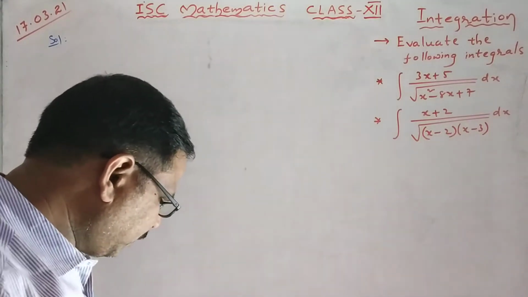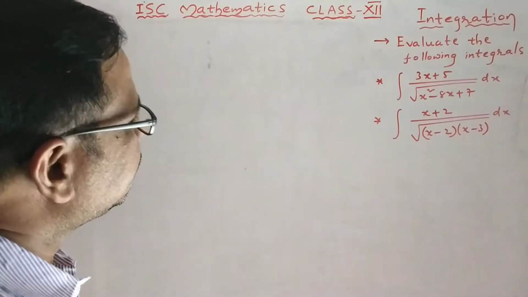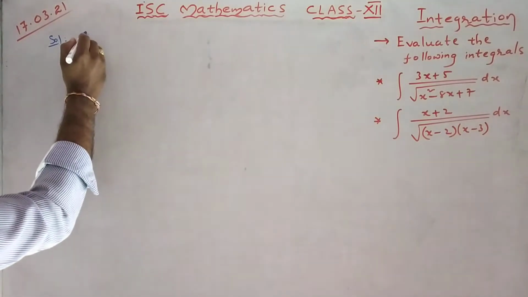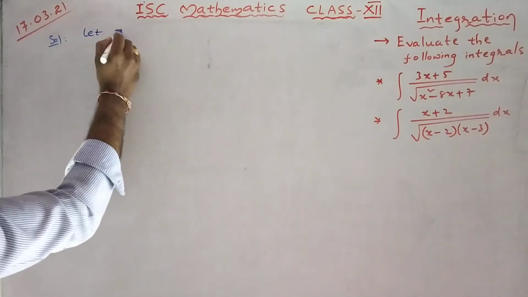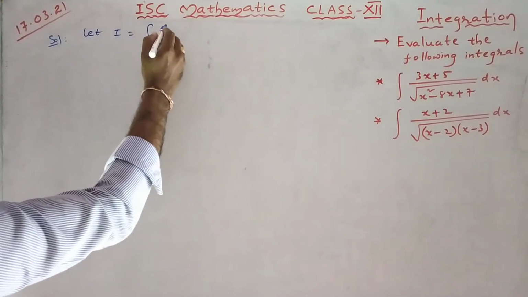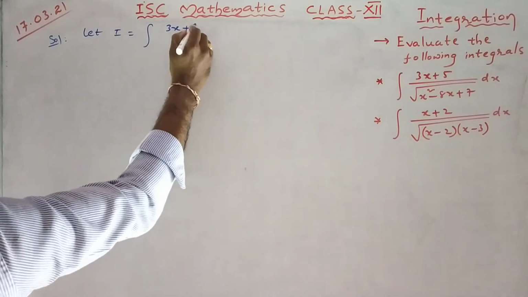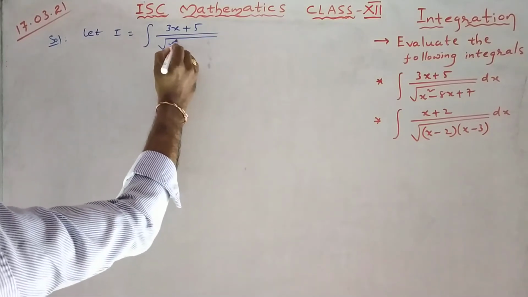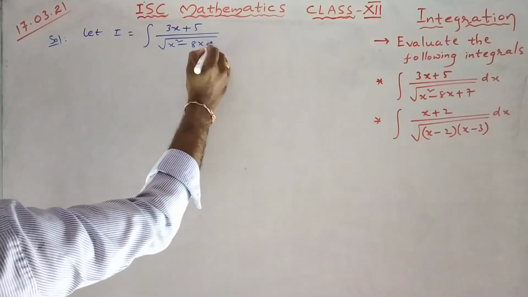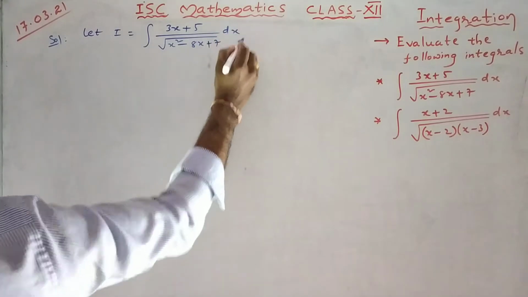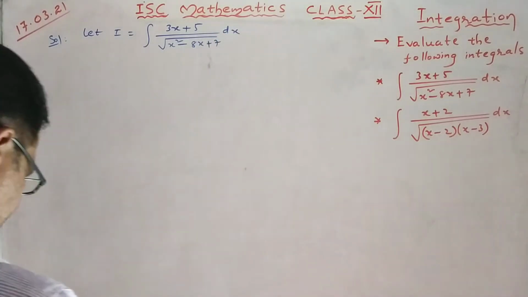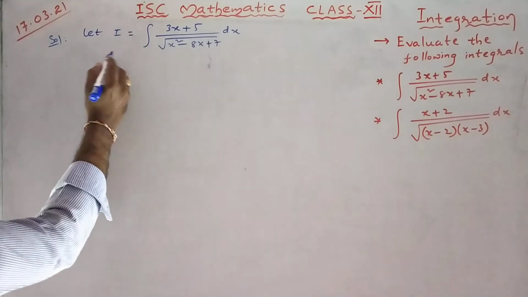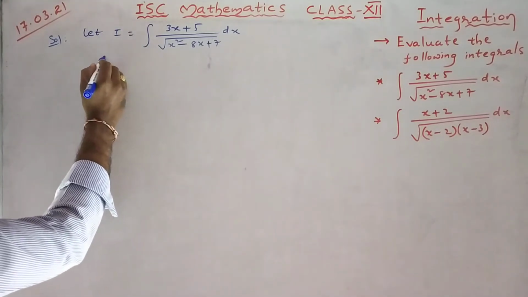Let us continue the problems of integration, exercise 8.8. Look at this problem. Let I equal the integral of (3x plus 5) by square root of x square minus 8x plus 7. It looks like linear by root quadratic. So as I told you, one substitution we have to take.